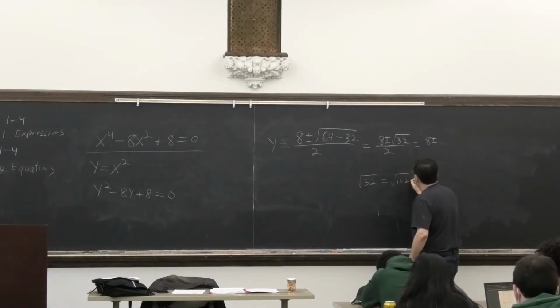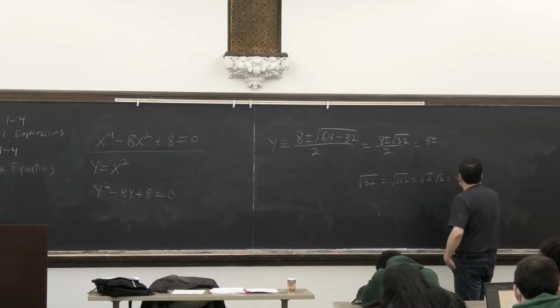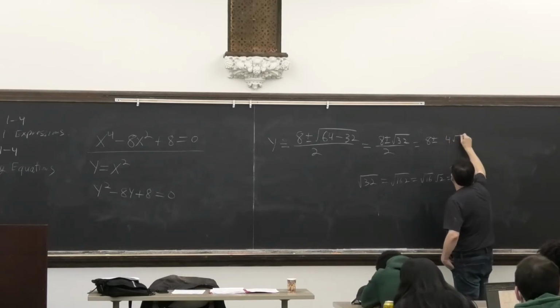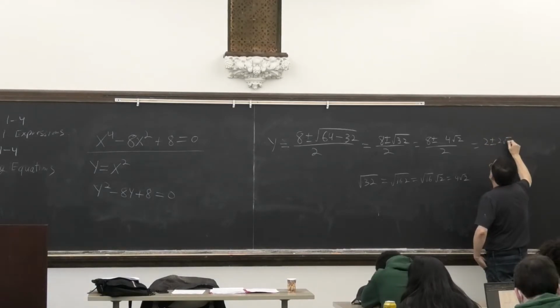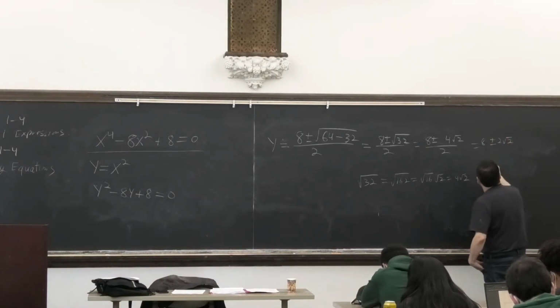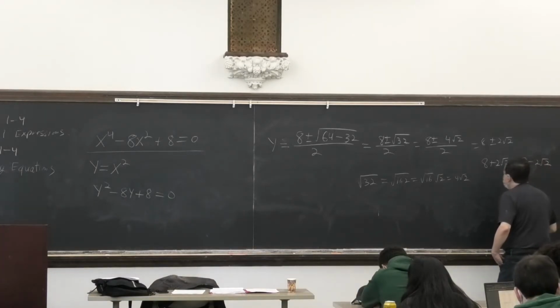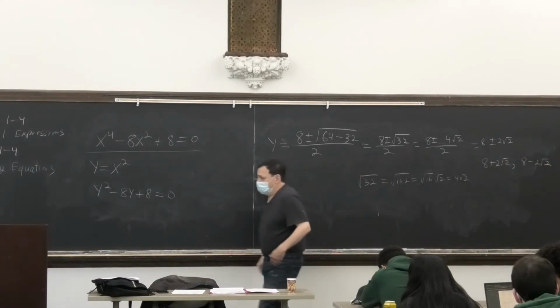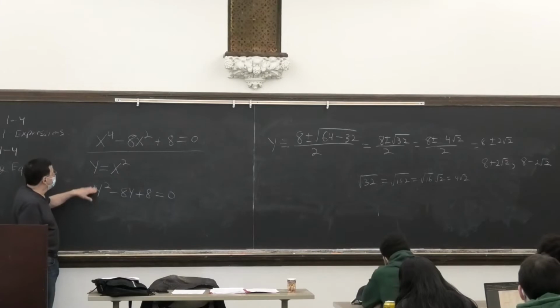This is 16 times 2, the square root of 16 times the square root of 2, or just 4 times the square root of 2. So 4 times the square root of 2 over 2, or it's 4 plus or minus 2 square root of 2. You write those out: 4 plus 2 times the square root of 2, 4 minus 2 times the square root of 2. That's y. Right? We're not looking for y, we're looking for x.